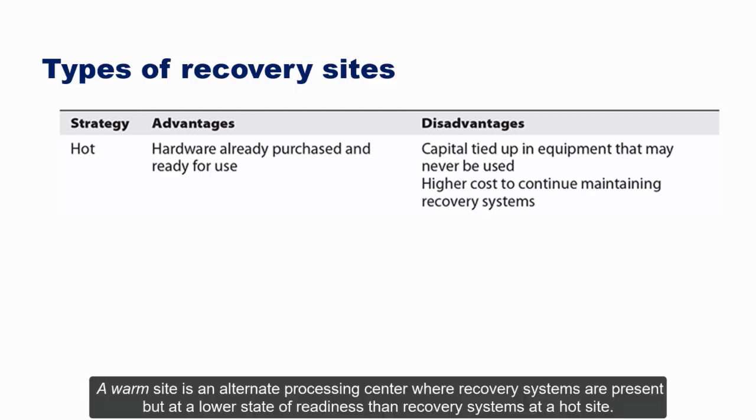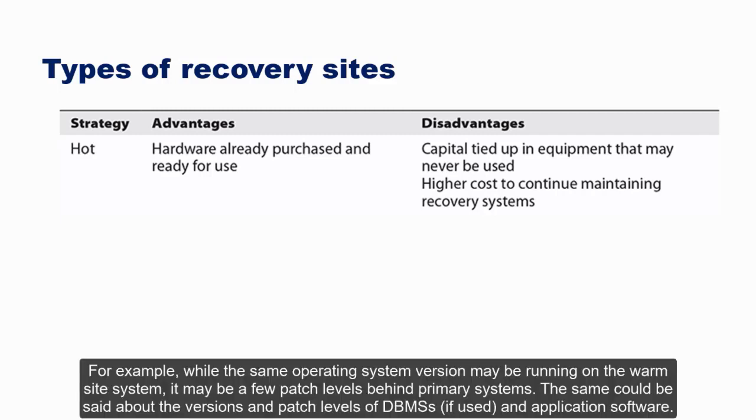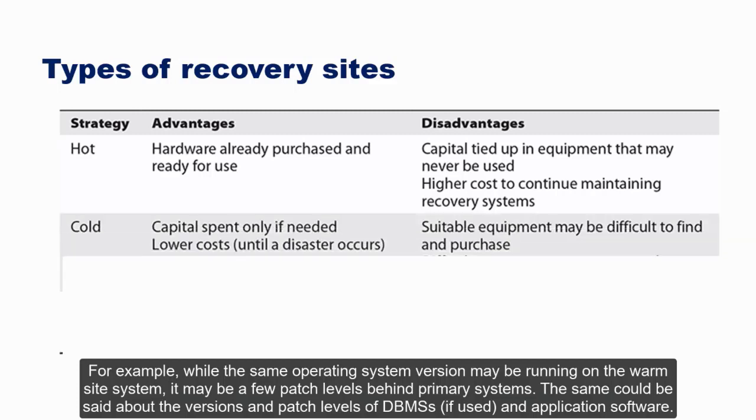Warm sites. A warm site is an alternate processing center where recovery systems are present but at a lower state of readiness than recovery systems at a hot site. For example, while the same operating system version may be running on the warm site system, it may be a few patch levels behind primary systems. The same could be said about the versions and patch levels of DBMSs, if used, and application software.